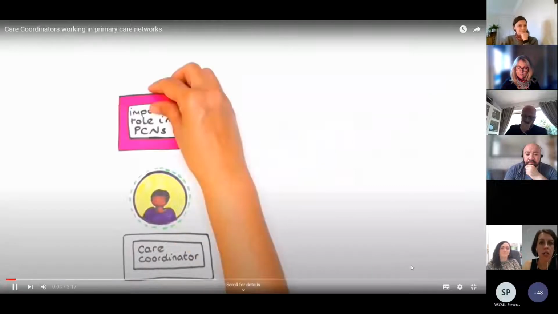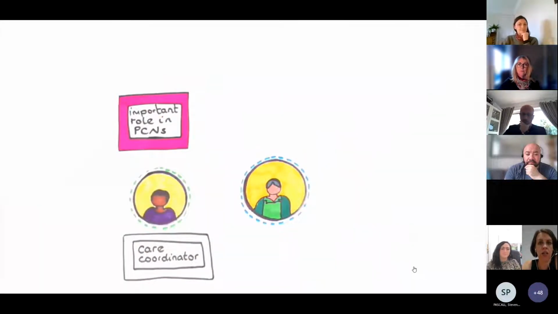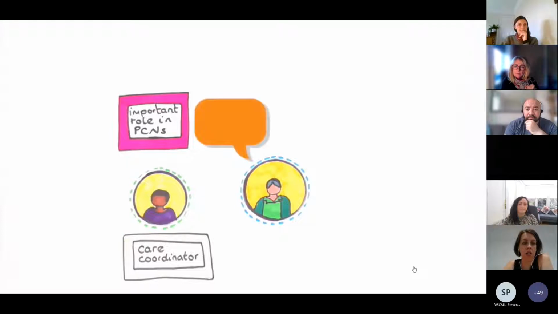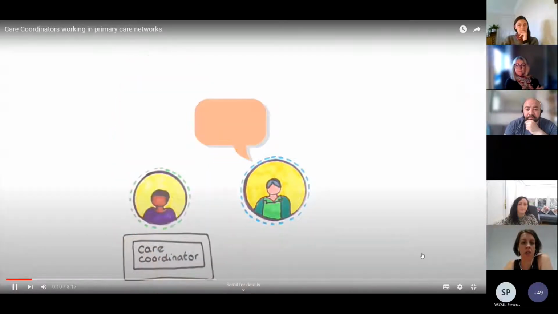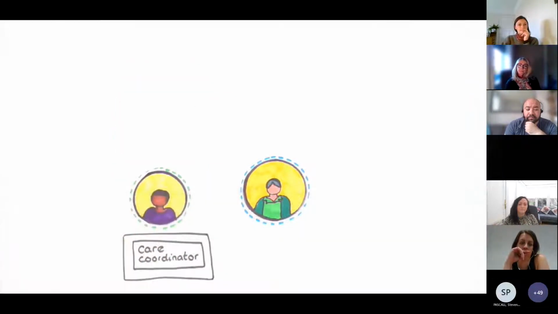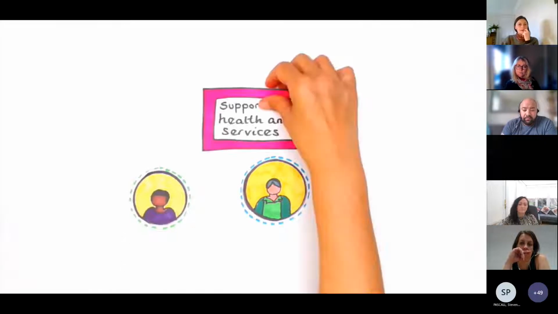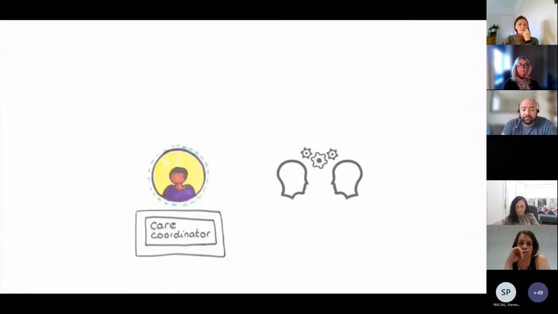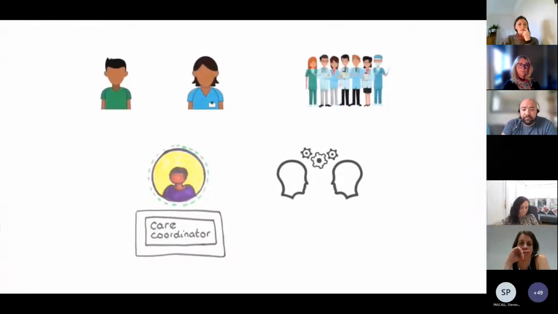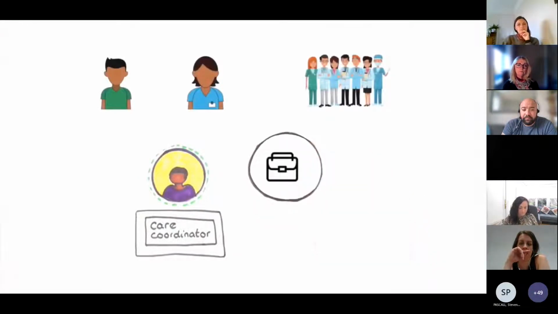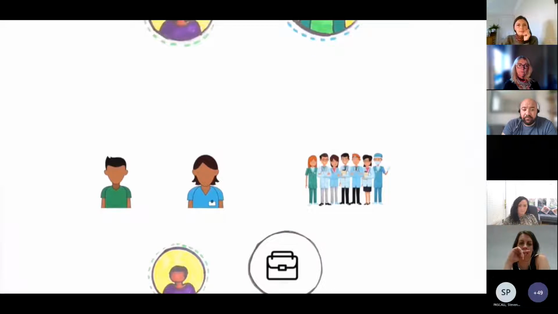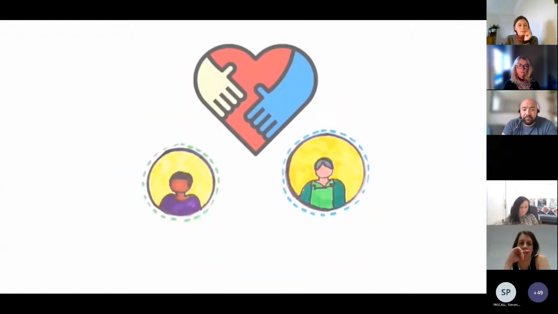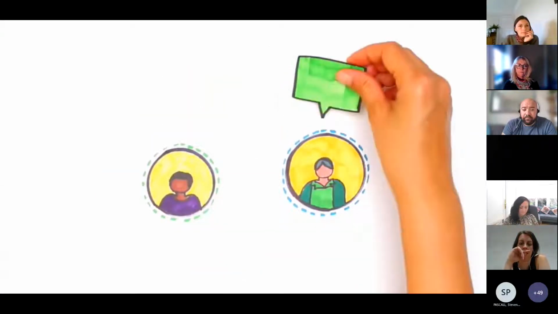Care coordinators play an important role within the primary care network to proactively identify and work with people, including the frail or elderly and those with long-term conditions, to provide coordination of care and support across health and care services. They work closely with GPs and practice teams to manage a caseload of patients, acting as a point of contact to ensure appropriate support is made available to them, supporting them to understand and manage their condition, and ensuring their changing needs are addressed.